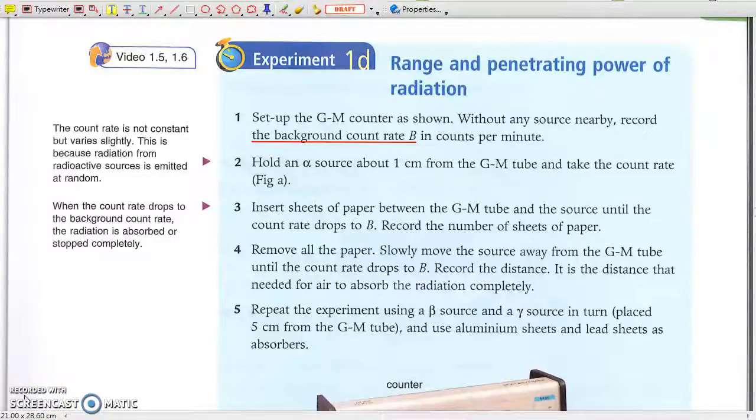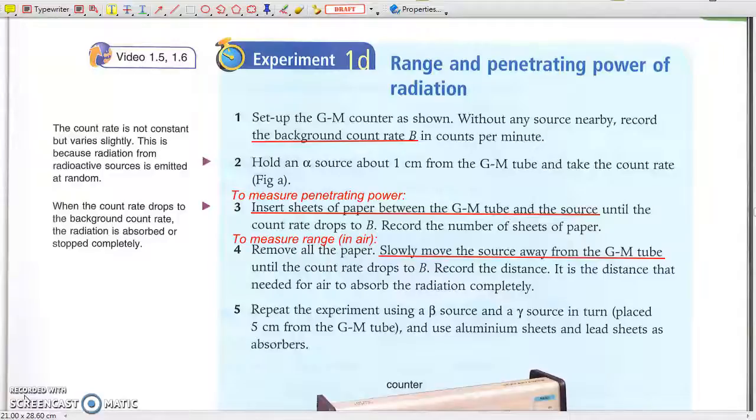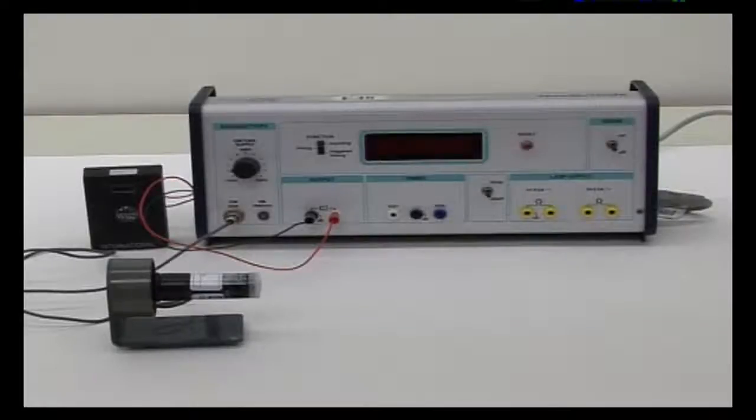To measure penetrating power, we insert different materials until the GM tube reading drops to the same as the background radiation. To measure range, we move a source away from the GM tube until the reading again drops to the same as the background radiation. We will compare the penetrating power and the range of alpha, beta, and gamma radiation using a GM counter.